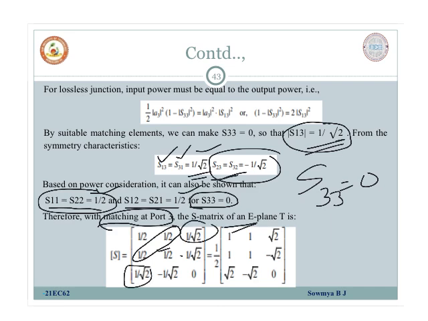Similarly, S32 is nothing but S23, so minus 1 by root 2. And what is S33? It is perfectly matched by using suitable matching elements. We got to know that S33 is 0. Now, from this we can just take 1 by 2 outside and finally write the matrix in this way: 1, 1, root 2, 1, 1, minus root 2, root 2, minus root 2, 0. This is the final S matrix of the E-plane T whenever there is a perfectly matching condition at the third port, that is port 3.